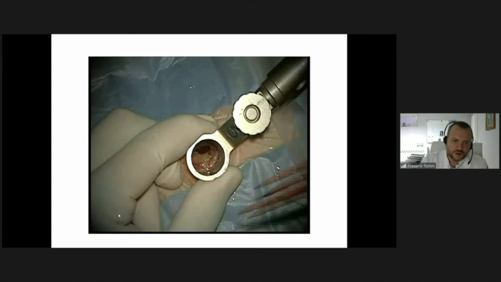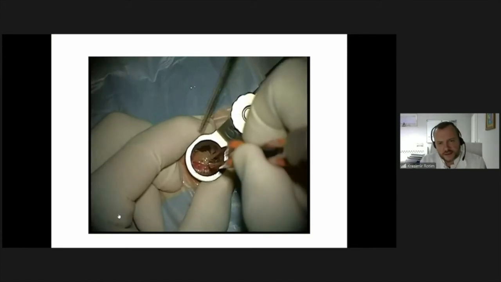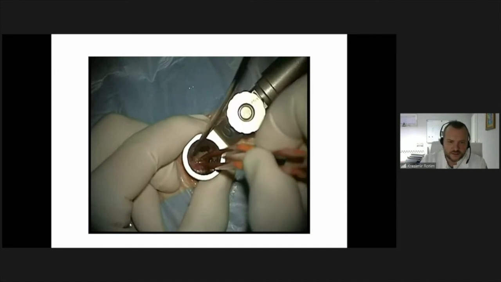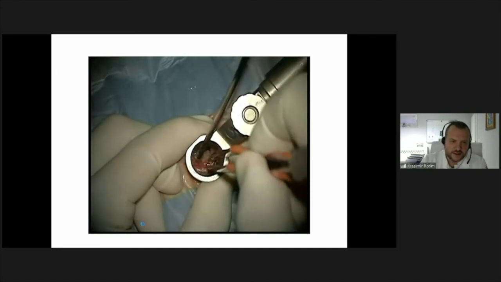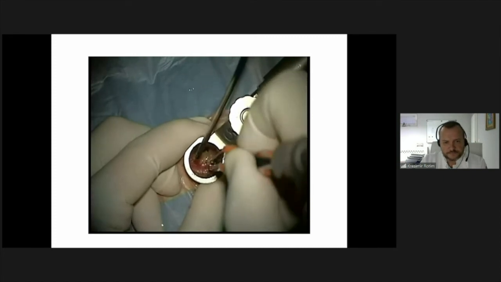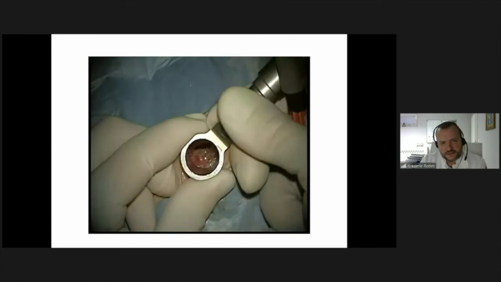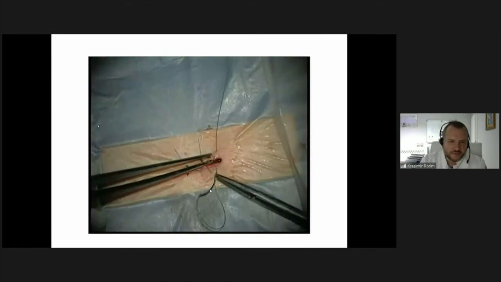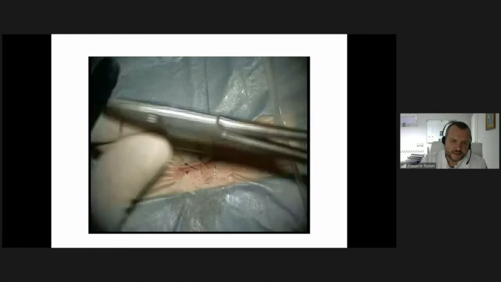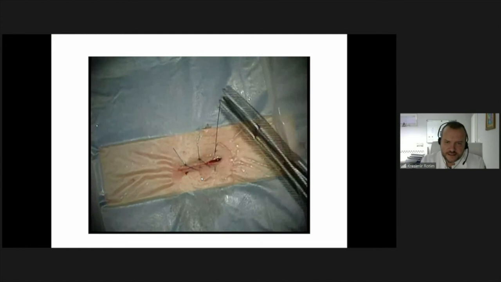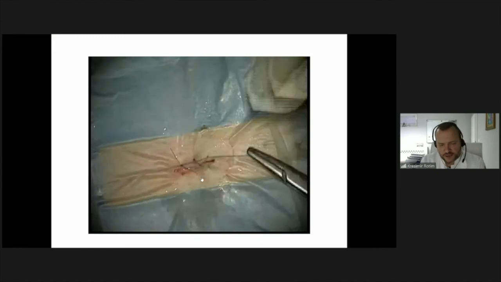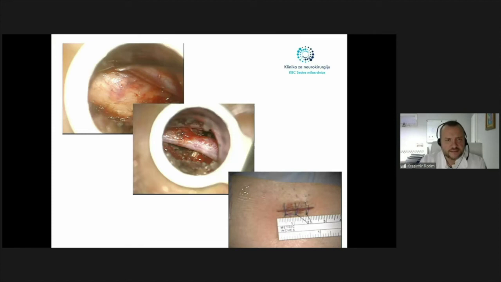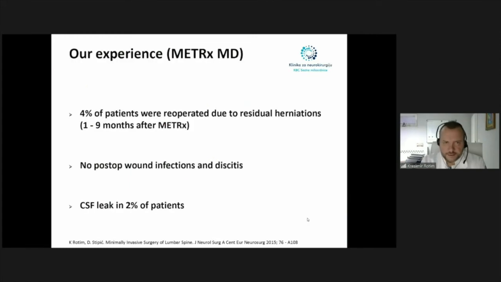I can show you a short video of making a discectomy through the tubular dissector. So you can see that the proper placement of the disc should be made. I skipped the video, so you see at the end the skin incision that is always like 2.5 or 3 centimeters. At the end, intraoperative pictures, there is a disc protrusion. This is the decompressed nerve root, and of course, at the end, the skin incision.